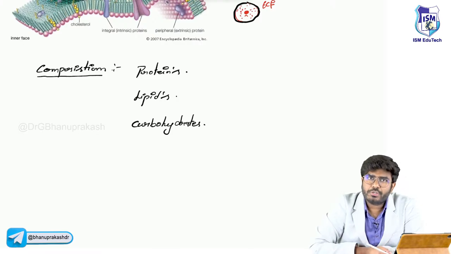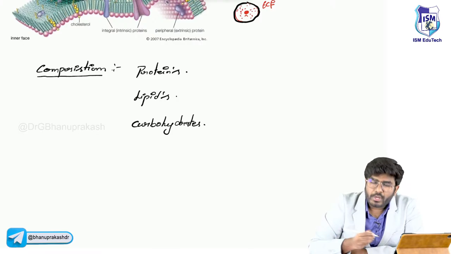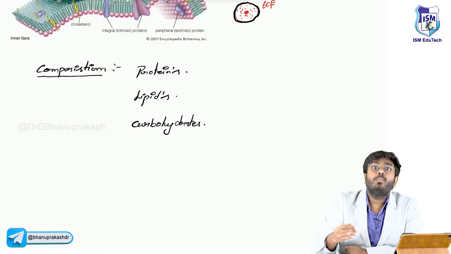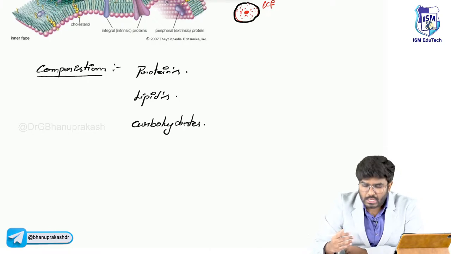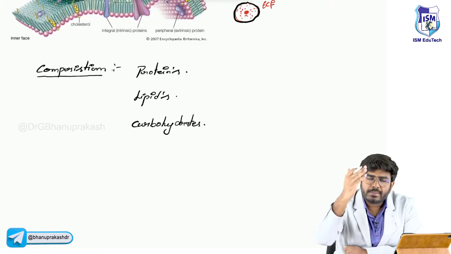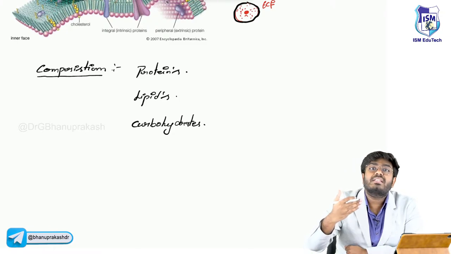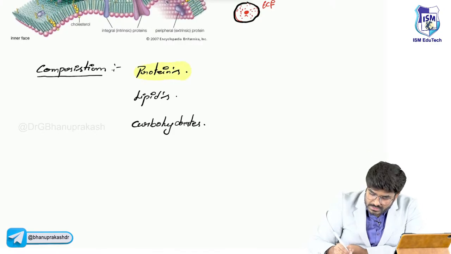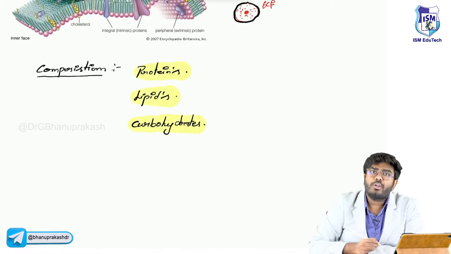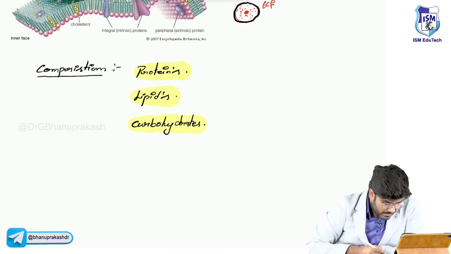Okay, now my question to you guys: which component is going to be more? The cell membrane is made up of these three structures: proteins, lipids, as well as carbohydrates. Now, what do you think? Which will be more in percentage? Proteins or lipids or carbohydrates? What do you think? Dekho, students.